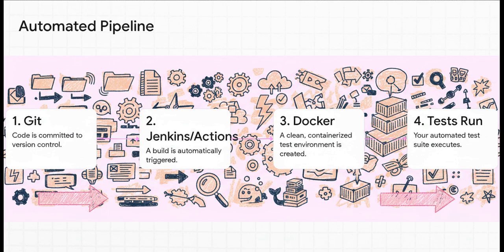A tool like Jenkins or GitHub Actions sees that change and automatically kicks off a whole process. It spins up a perfectly clean test environment using something like Docker, and then, and this is your moment to shine, it executes your entire automated test suite. That is DevOps in action.